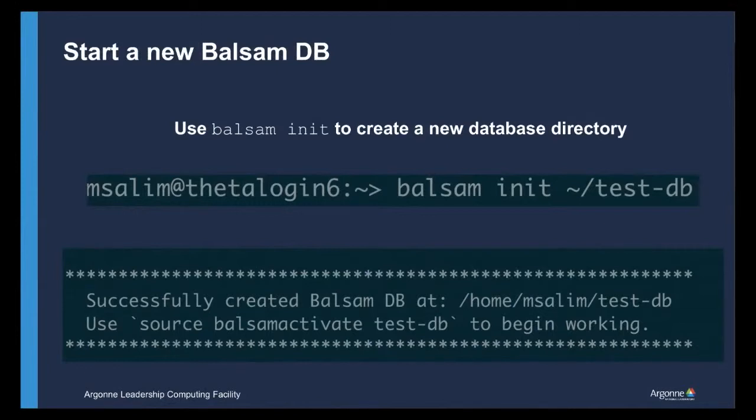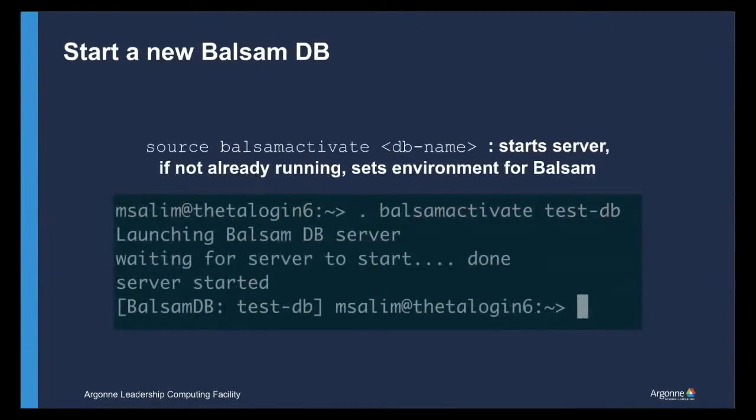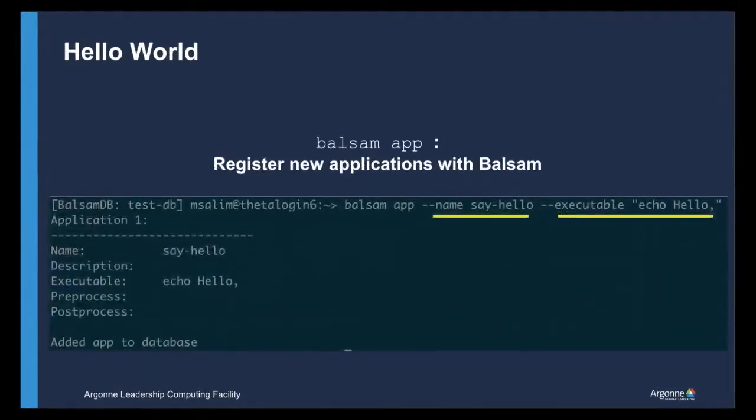So the Balsam init is used to create a new database, and if that runs successfully, you should see a help message showing you how to get started. And then this Balsam activate command will actually start up the Postgres server if it's not already running, and set up your environment properly so that the rest of your session is talking to the right database.